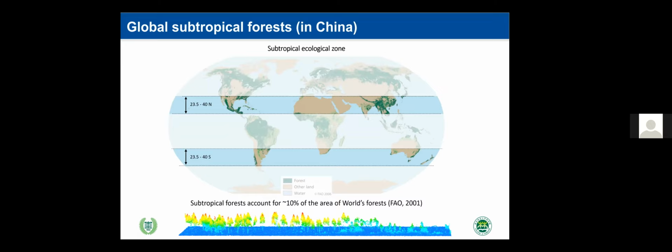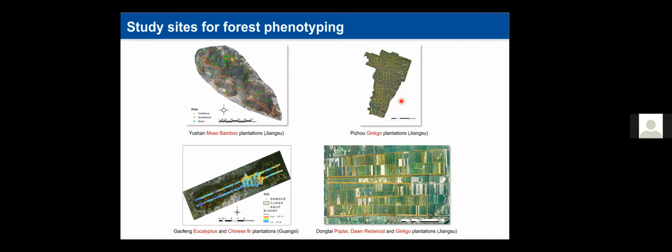First, where is the subtropics? The subtropic region is between 23.5 and 40 degrees in the northern and southern hemispheres, so you can see it on the screen. And you may find that in this area, in southern China, there are large areas of forest. Subtropic forest already accounts for around 10% of the area of the world's forest. So today I will show some case studies for forest phenotyping studies in subtropical China.